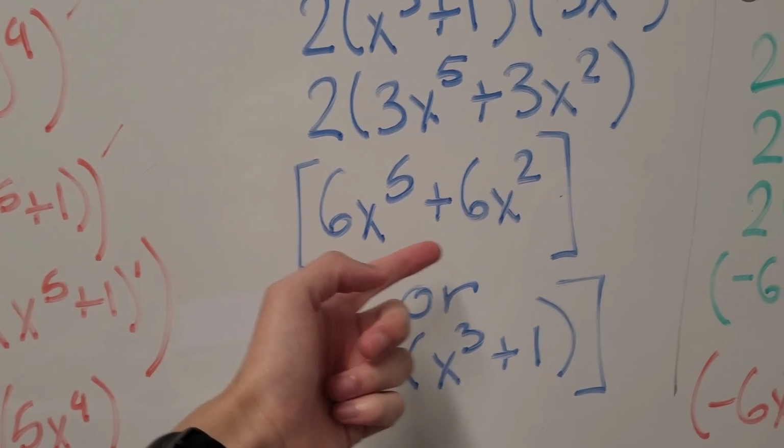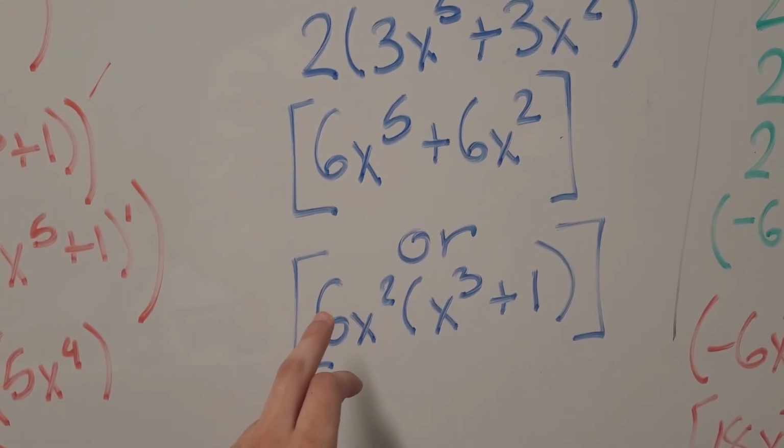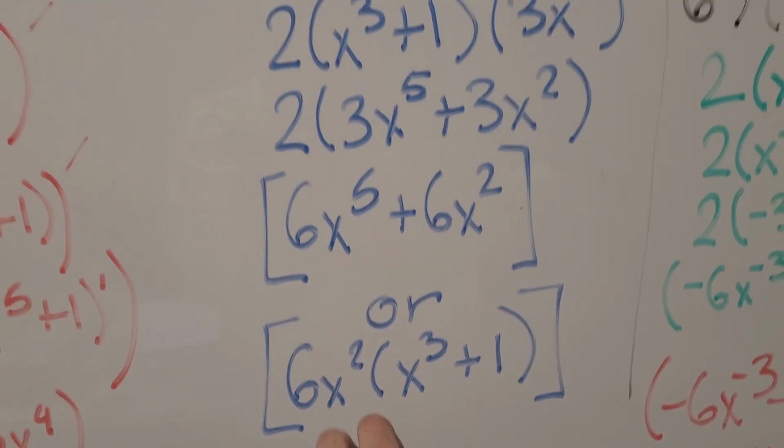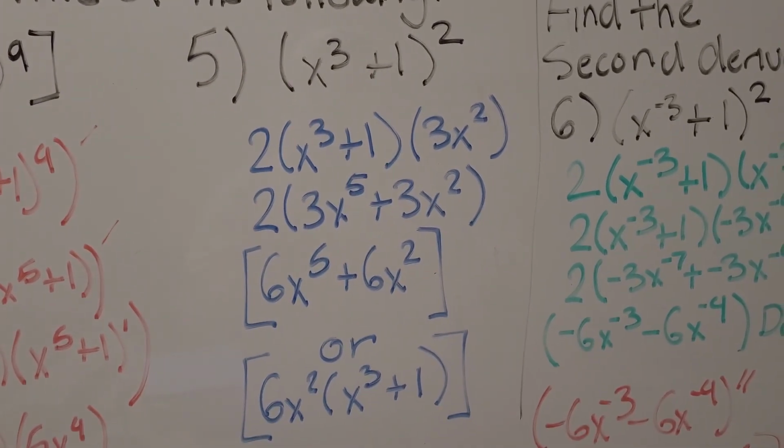Now we have this answer, but if you want to simplify it, you want to take the 6 and the x squared, factor it out, and we're going to get an x cubed plus 1. And so that is how to do this pretty simple derivation problem.